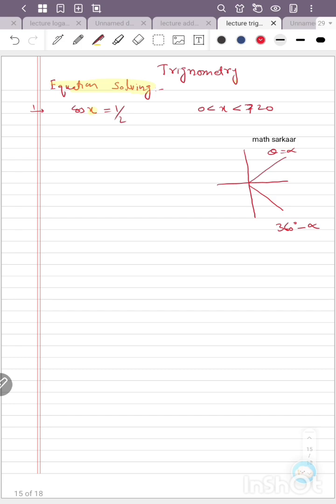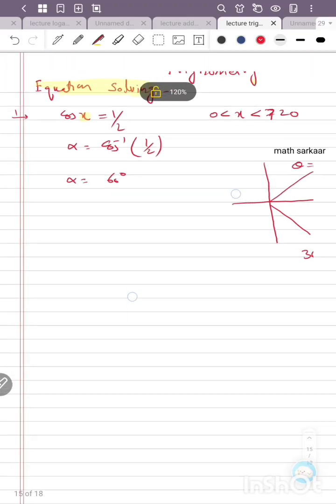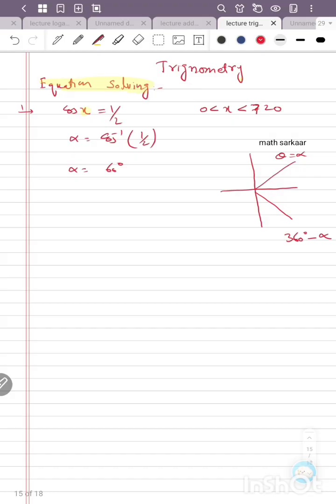Previously we had to solve from the interval 0 to 360. Here the interval is 0 to 720. cos x equals 1 by 2. We have to convert it into alpha, and cos inverse of 1 by 2 gives us the answer 60. Okay, dear students, I hope you can understand it very easily.